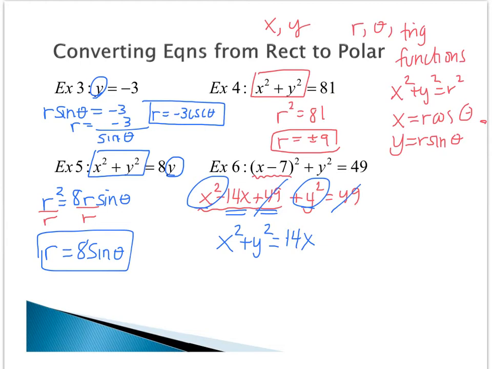Now we can go ahead and replace the x squared plus y squared with r squared, and we can replace the x with r cosine theta, and then just like we saw in example 5, we can divide both sides by an r, and our final answer is r equals 14 cosine theta.